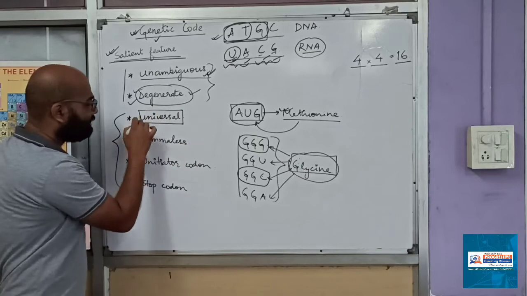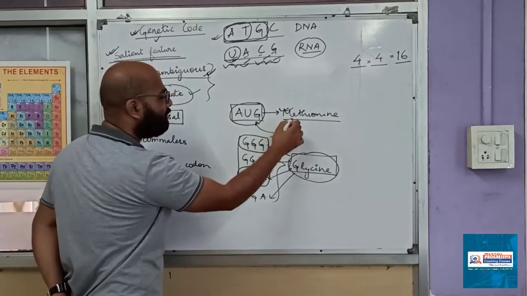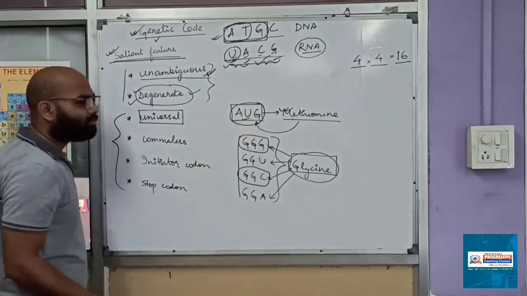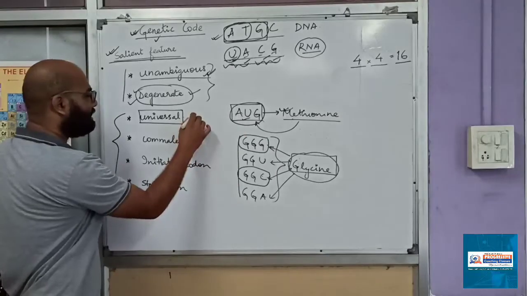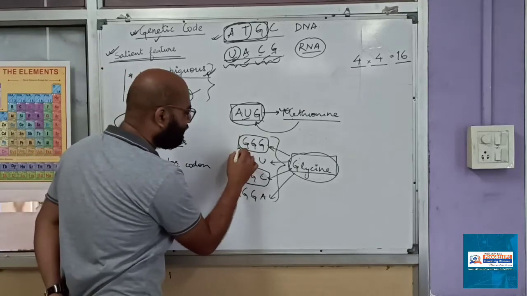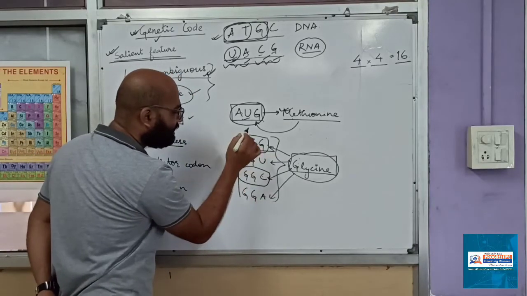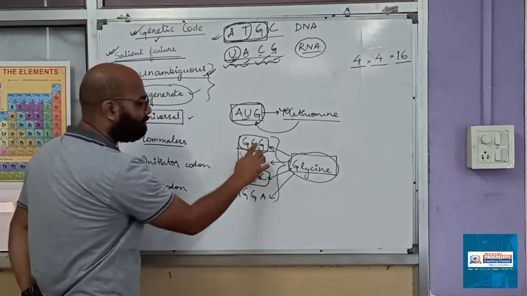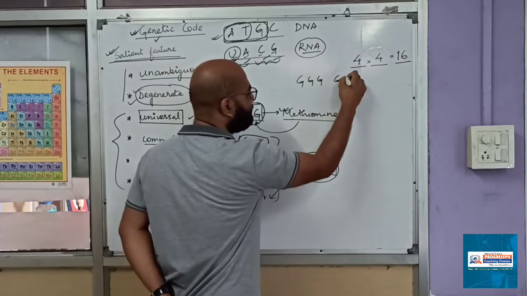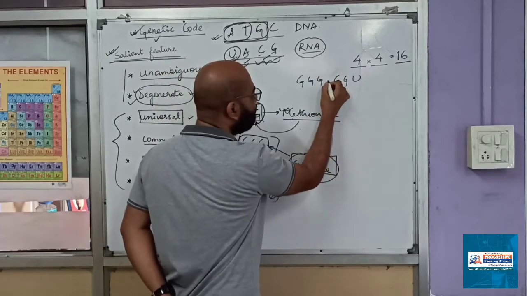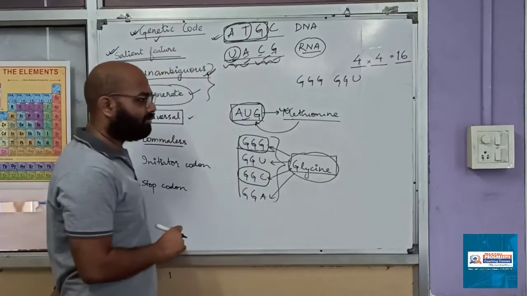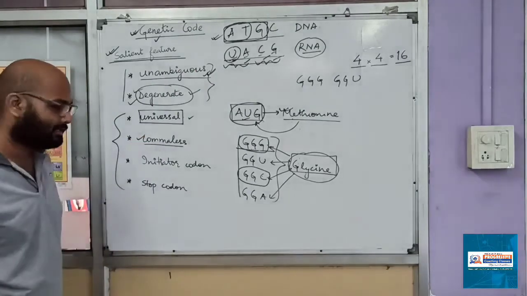Universal means that AUG codes for methionine. This is true for human beings, bacteria, animals. You can take any living organism. AUG will always code for methionine in different organisms. This is the nature of the universal codon. Commaless means that if you have to represent any code, you do not have to put any full stop or comma or semicolon in between. Here or even here, suppose this is GGG, and I am representing GGU here. You do not have to put a comma here or even here, nowhere. You just have to write in a continuous fashion. That is what commaless means.